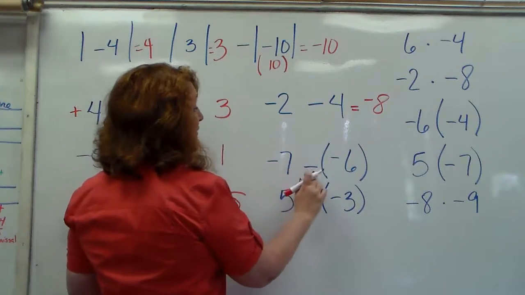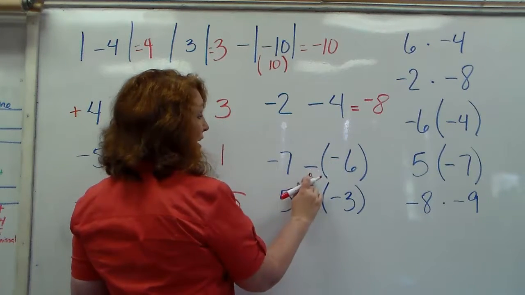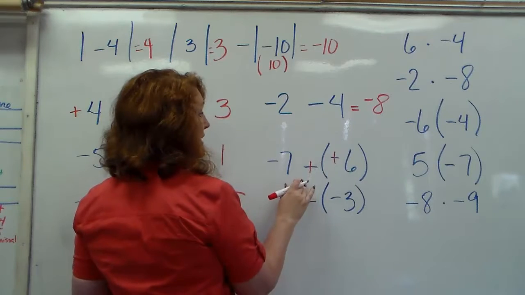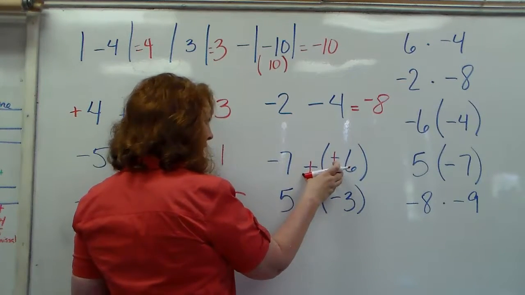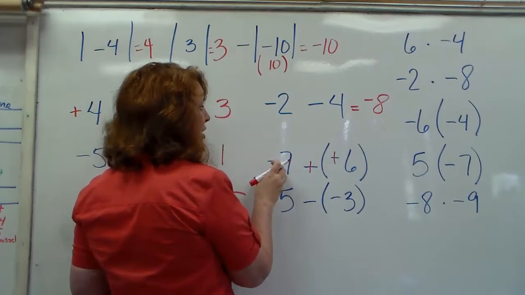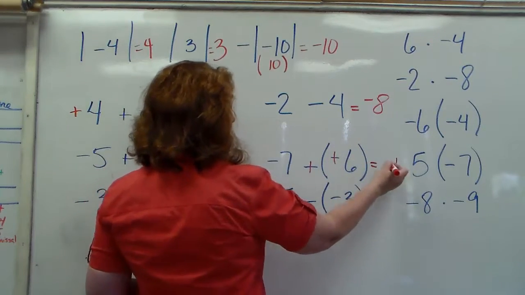Here we have a negative 7 minus a negative 6. If we have a minus and negative right next to each other, we do this, dink, dink. So now we have a negative 7 that we're combining with a positive 6. Here the signs are different, so we're going to subtract, and the biggest one wins, so it's negative.